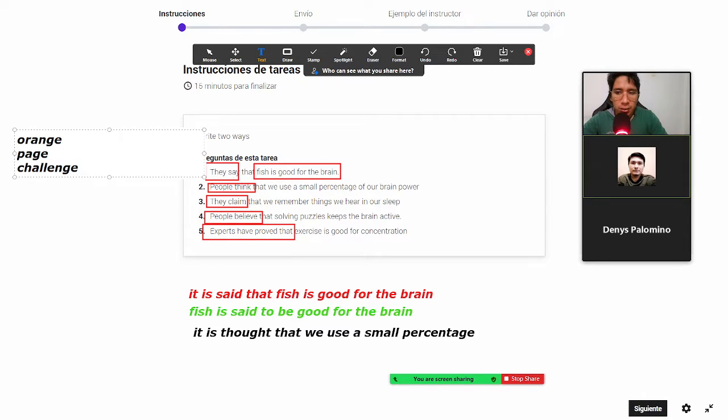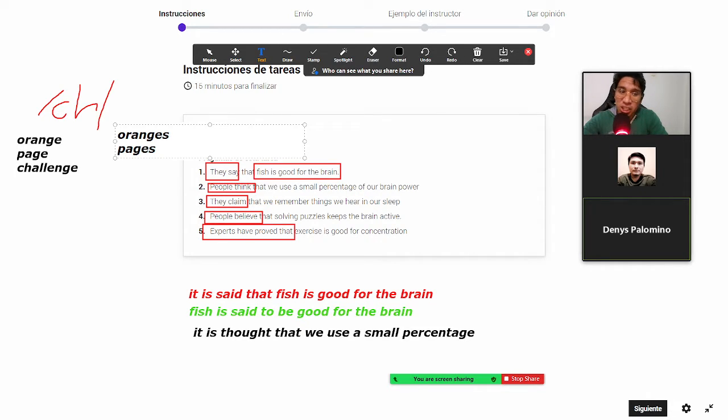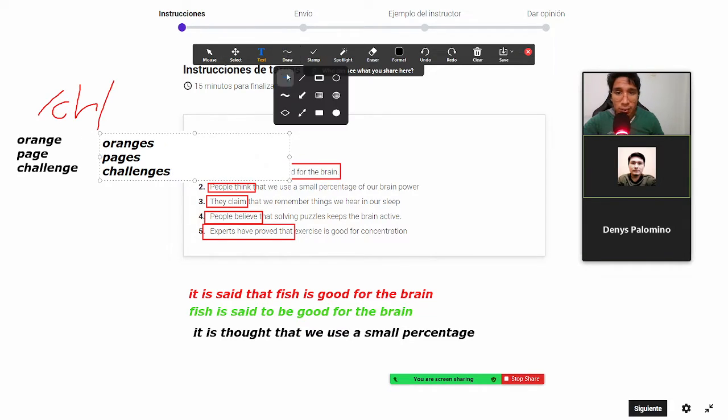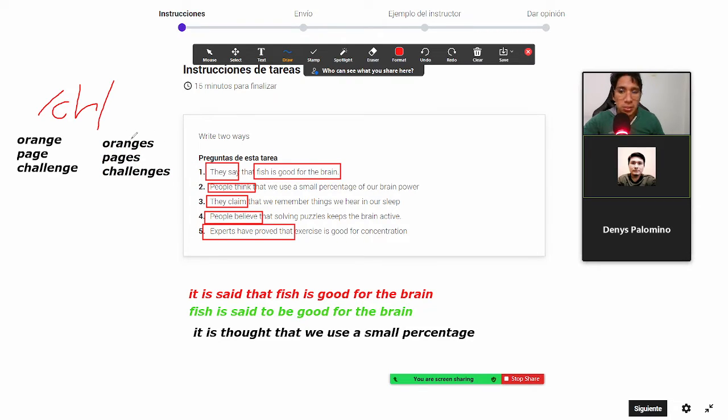Challenge. So as you can see here, we have the sound ch, right? But when we have the plural, how do we say it, Denise? Oranges. The oranges. The page. Pages. The challenge. Challenges. Un error común es decir que es oranges, no oranges. Ahora, trucazo. Todas las palabras que terminen en estos sonidos va a ser EZ, la pronunciación al final. Entonces no va a ser oranges, sino oranges al final, okay?